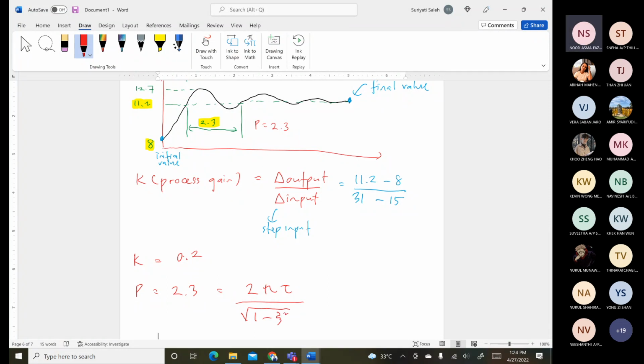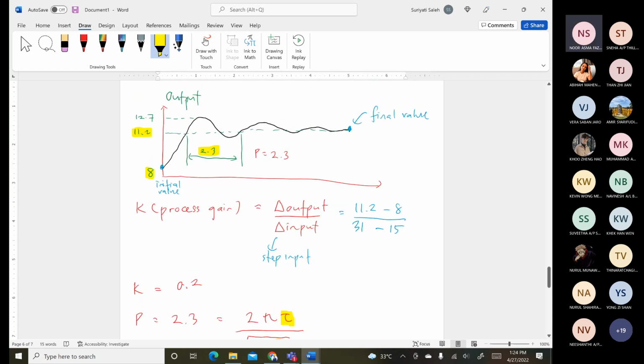So technically we have the formula, we have the value. But the problem here is we have two unknowns. Tau, we don't know. Psi, we don't know. So we cannot solve the problem. So we need to take a look at another value that can be used to solve our problem. We already used the 2.3 and lastly 12.7. This one we don't use yet.